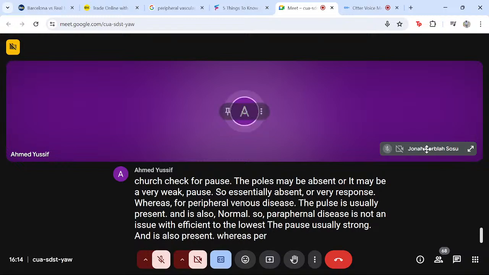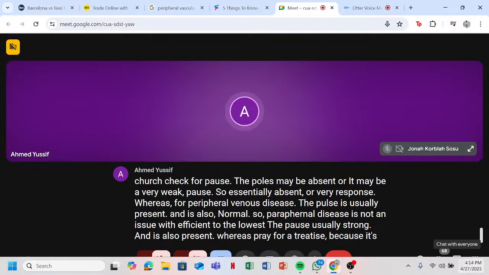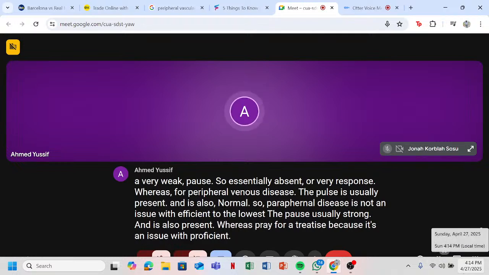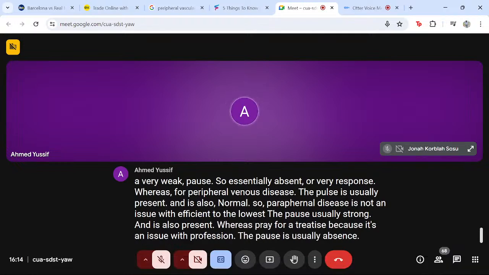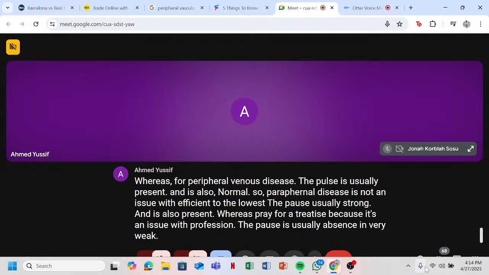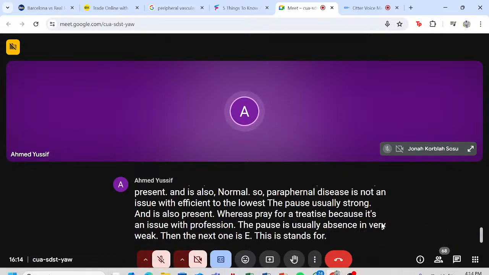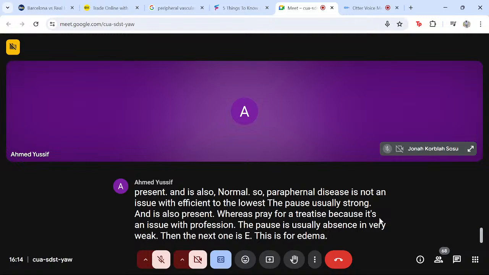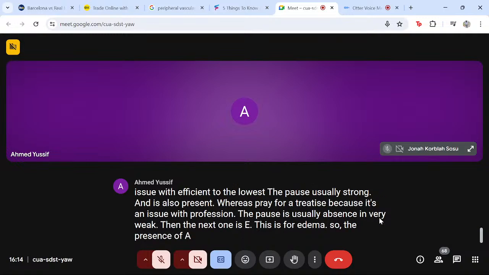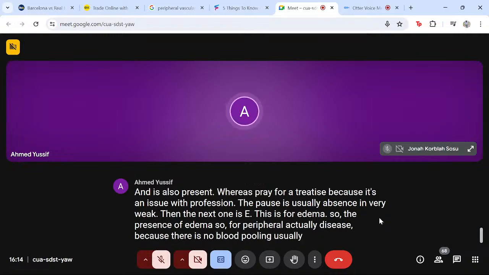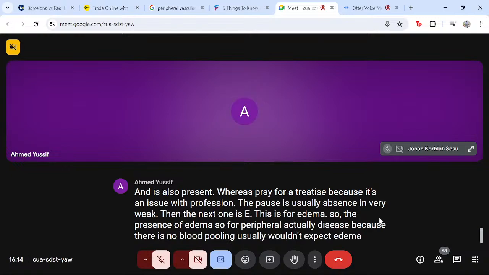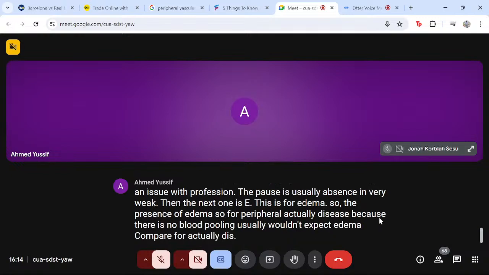Whereas peripheral artery disease, because it's an issue with perfusion, the pulse is usually absent or very weak. Then the next one is E. This E stands for edema. So the presence of edema. So for peripheral artery disease, because there is no blood pooling, you usually wouldn't expect edema in peripheral artery disease.